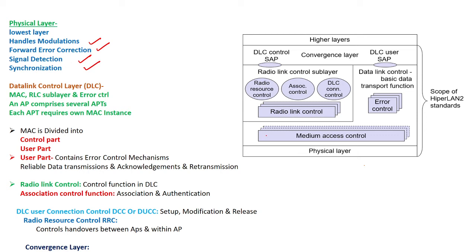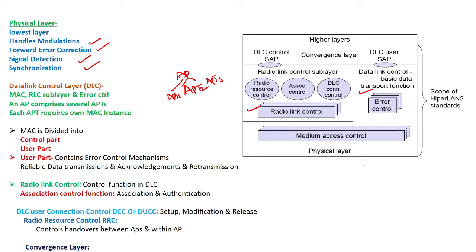Then next comes the data link layer. The data link layer is the DLC layer, along with the MAC, medium access control, and RLC, radio link control, sublayer and error control. This RLC will be connected with the access point. Each access point will have several access point transceivers, for example APT1, APT2, APT3, etc.